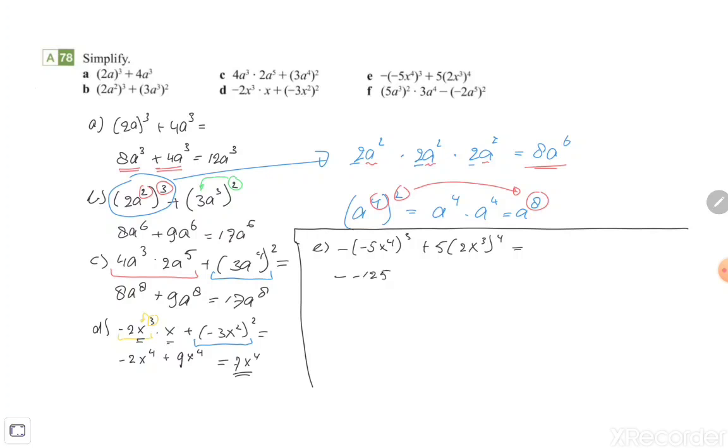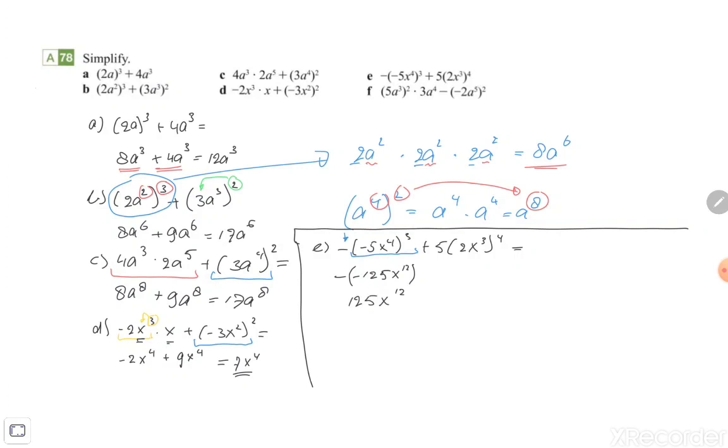125. And then (x to the power of 4) to the power of 3 is x to the power of 12. So this is the answer if you do the minus 5x to the power of 4 to the power of 3. But we still need to multiply with that number in front of the brackets, with minus 1. So this answer is just 125x to the power of 12.